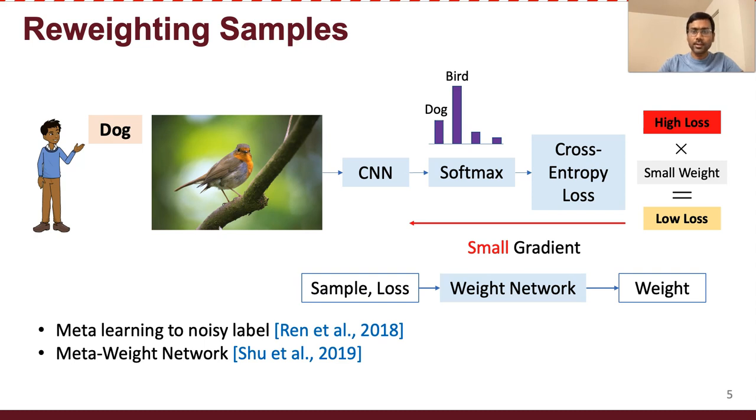What I want to point out is that the noisy sample still has a high loss value when you pass it through the cross entropy loss layer, and a large gradient direction. But when you multiply with the small weight, it will pass small gradients for this noisy sample.